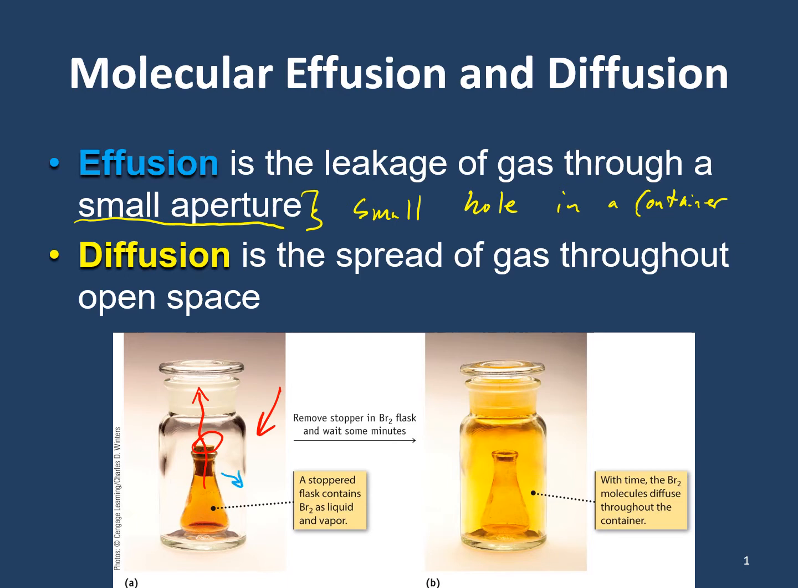diffuse to fill the entire container that it's now leaked out into. And so once we've finished effusing and finished diffusing, we have our results here where the entire container is equally filled with the Br2 gas, the bromine gas. All right. So that's kind of a good example of effusion and diffusion.